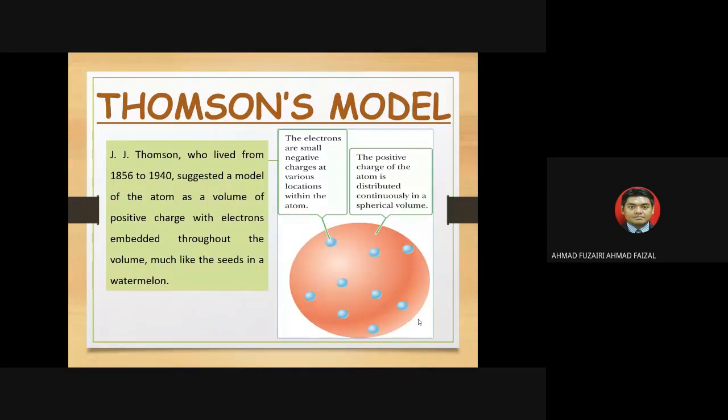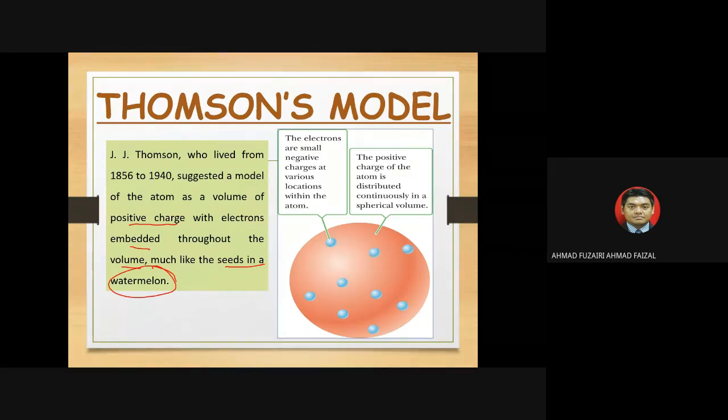So this is the Thomson model. What is the Thomson model all about? It suggested a model of an atom as a volume of positive charge with the electrons embedded throughout the volume, much like seeds in a watermelon. Seeds in a watermelon.